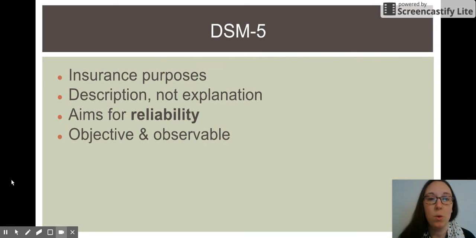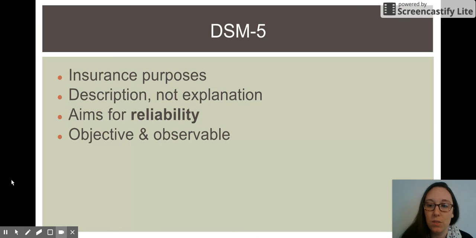It doesn't want to say whether disorders are created by brain abnormalities or created by a person's childhood or created by cognitive patterns. Instead, the DSM-5 just wants to say, this is what a disorder looks like. And so that's exactly what you find within the pages. As you saw, it's called the Diagnostic and Statistical Manual. So it has a list of different symptoms that you would see in a disorder.